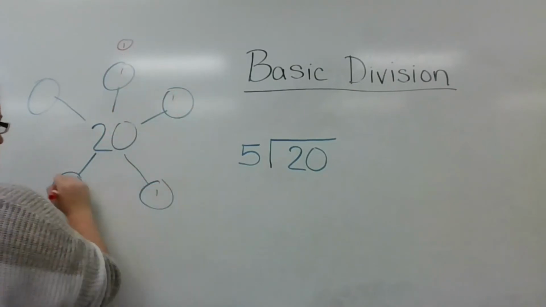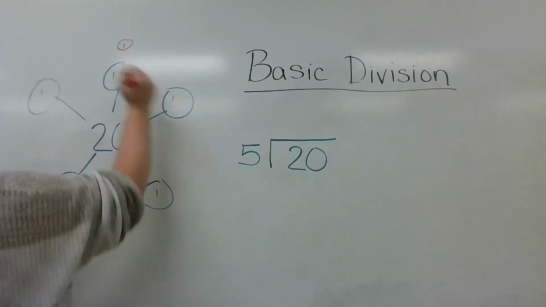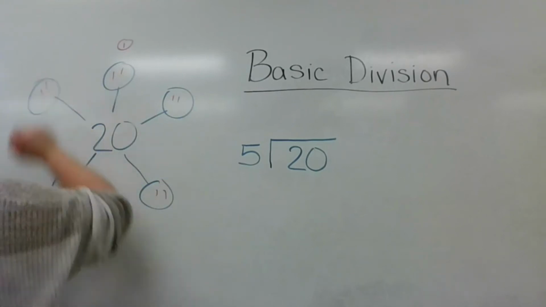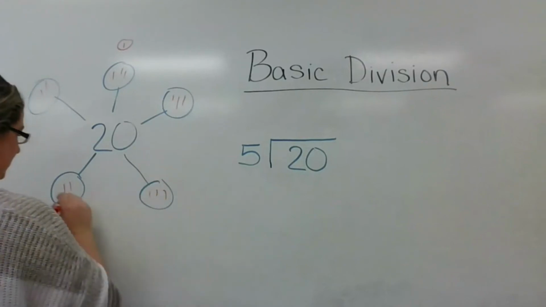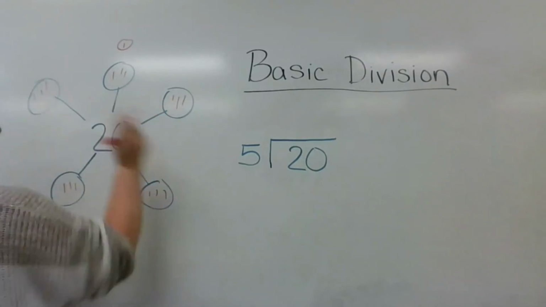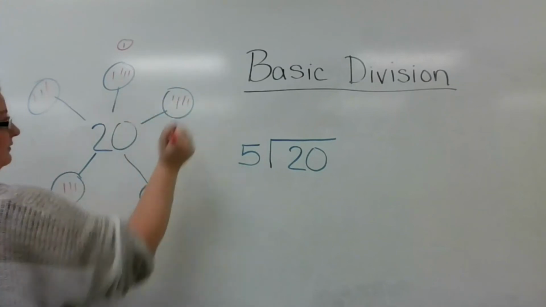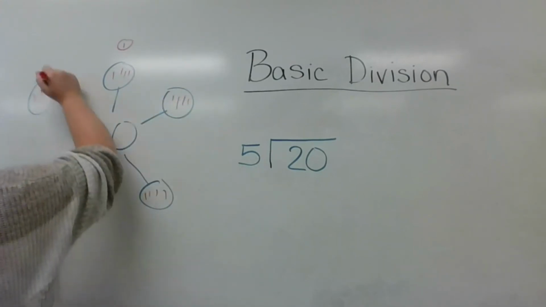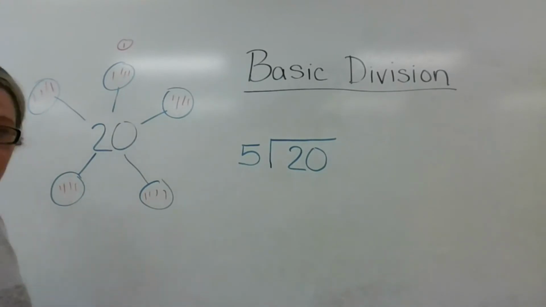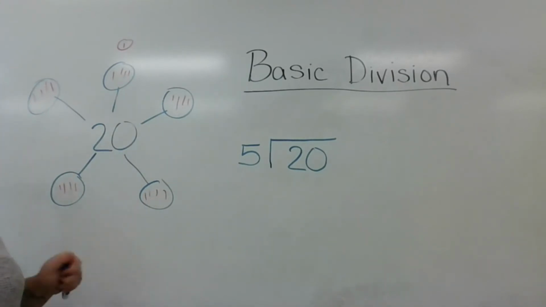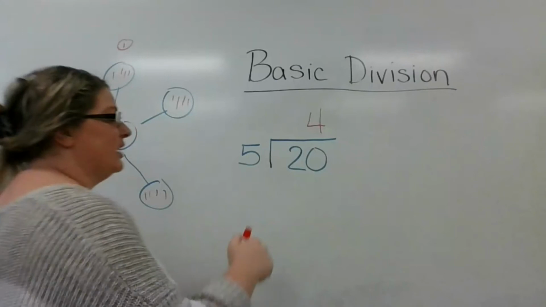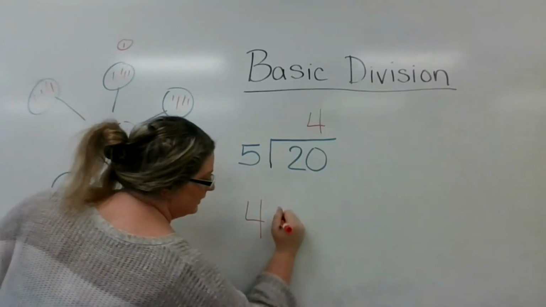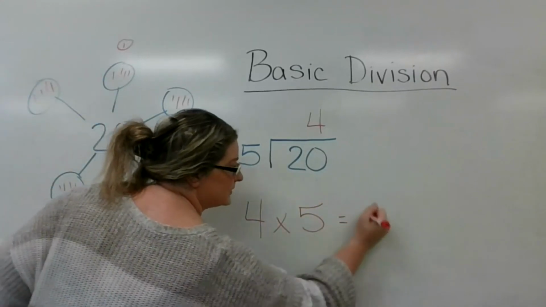1, 2, 3, 4, 5, 6, 7, 8, 9, 10, 11, 12, 13, 14, 15. Still not at 20. 16, 17, 18, 19, 20. I was able to split my 20 into 5 groups, and inside of each group is a number 4. We can check this by saying 4 times 5 equals 20.